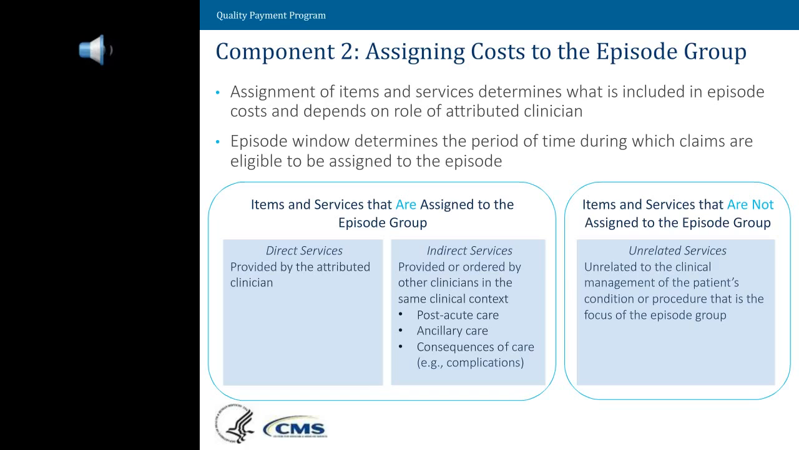There are 2 boxes in the bottom portion of your screen. On the left-hand side, items and services that are assigned to the episode group can come in 2 varieties: direct services and indirect services. Direct services are provided by the attributed clinician. Indirect services are provided or ordered by other clinicians in the same clinical context. For example, post-acute care, ancillary care, or consequences of care, like complications. The box on your right-hand side shows items and services that are not assigned to the episode group. These are services unrelated to the clinical management of the patient's condition or procedure that is the focus of the episode group. Next slide, please.